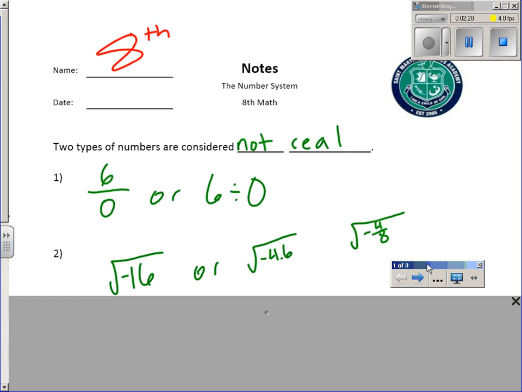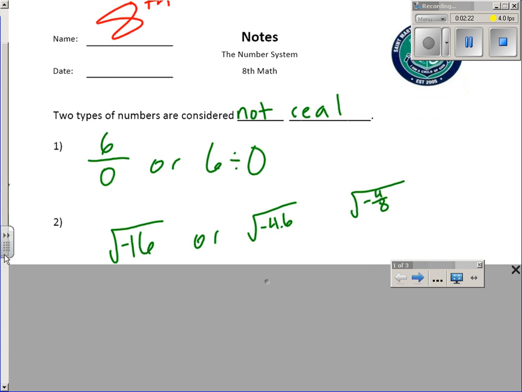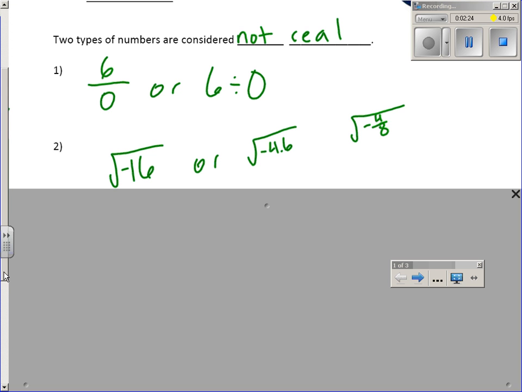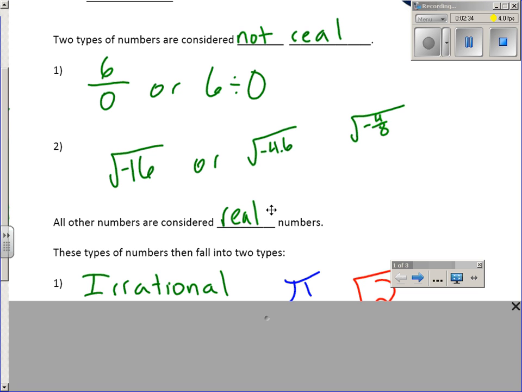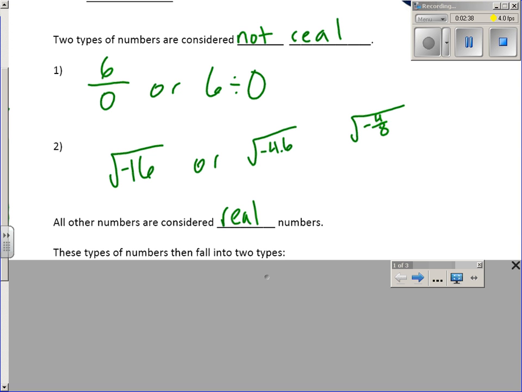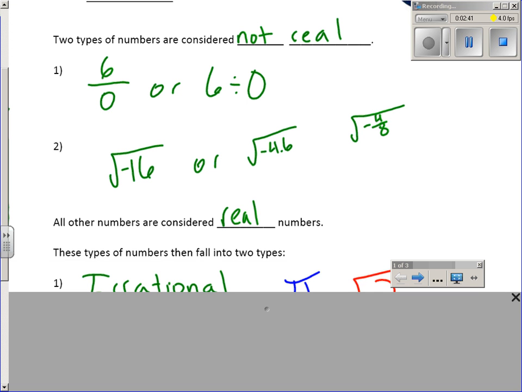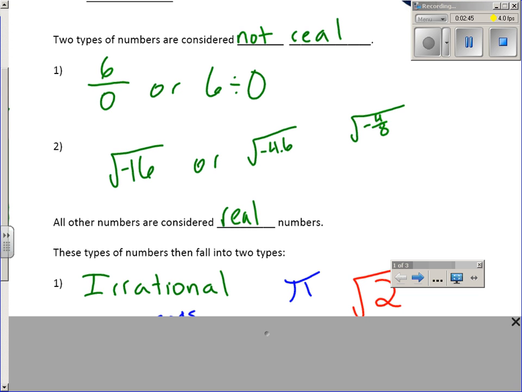These are the 2 types of not real numbers, and in the future, we're going to ask you to give examples of both types, so try to remember this stuff. Our next type of number we're going to talk about is a real number. It's a number that actually exists, and under this category, real numbers, there's 2 types.